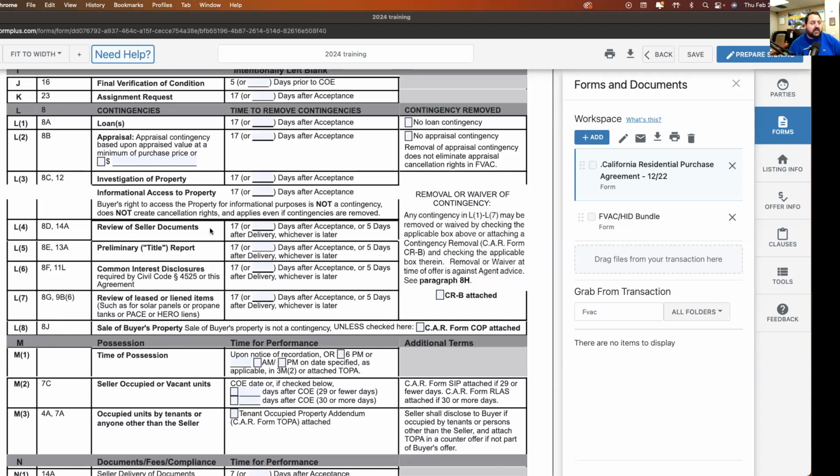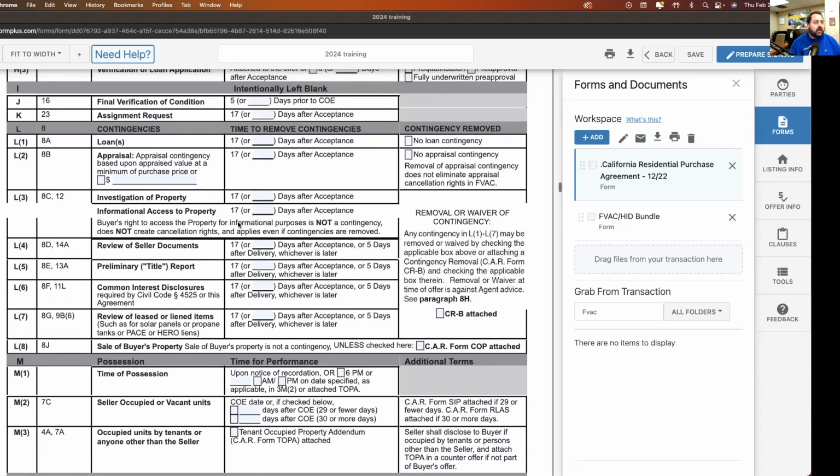3L4 is review of seller's documents. That's also 17 days, or 5 days after delivery, whichever's later. We'll get to that in a moment. But investigation of property is just that. That's your due diligence stuff. That's your inspections. That's your plumbers. That's whoever you want to send into the property. That's going to help you decide if the condition of the property is acceptable to you to move forward. You got 17 days to do it.